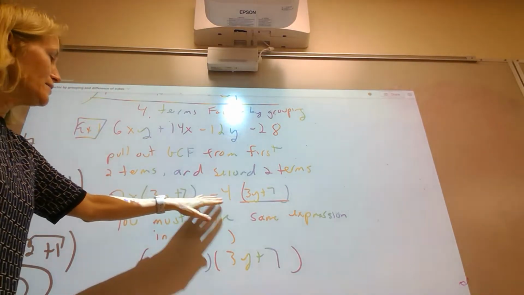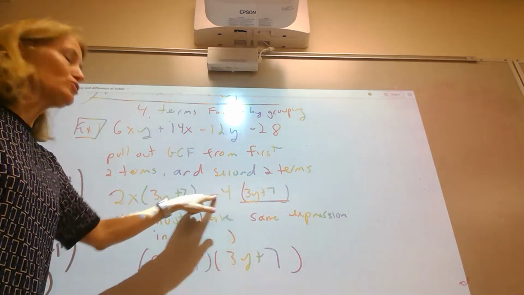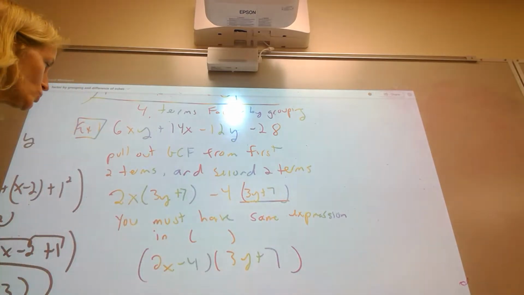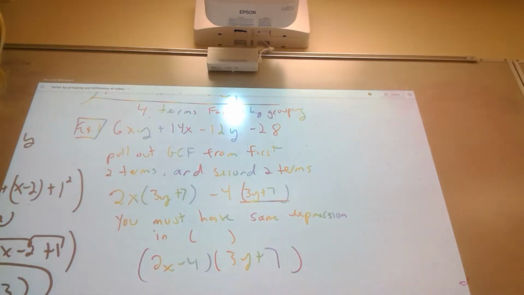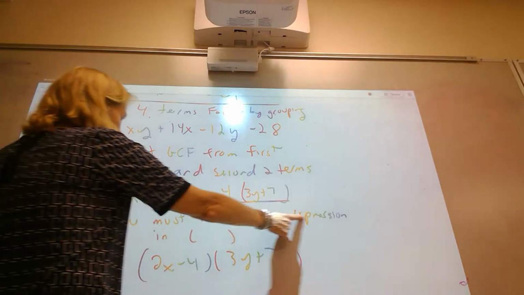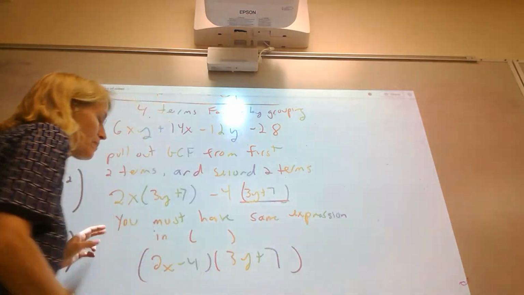So if you look at it, these are both negative and these are positive, you just need to pull a negative out. So what we want to have is the same thing in parentheses, so we can pull that out as our greatest common factor. So you must have the same expression in parentheses.